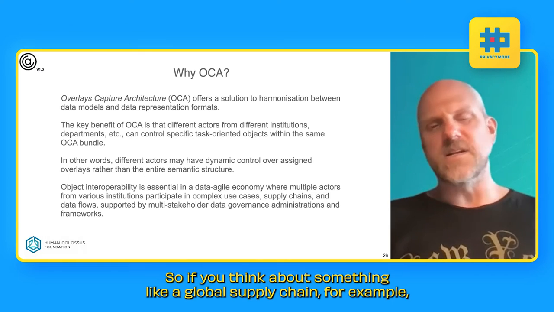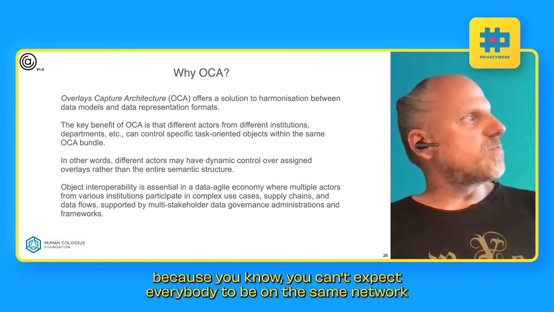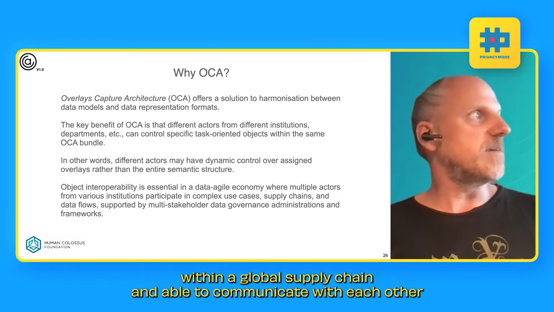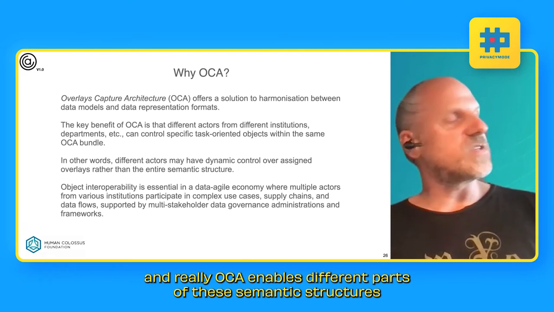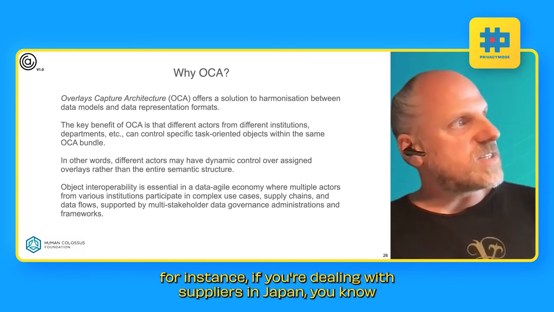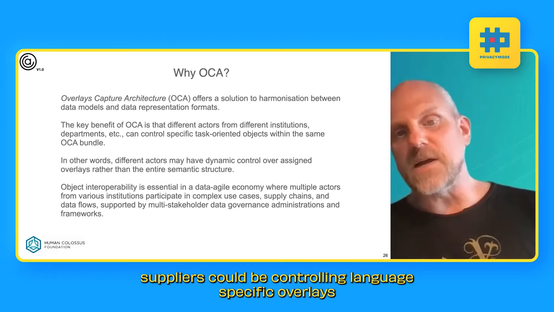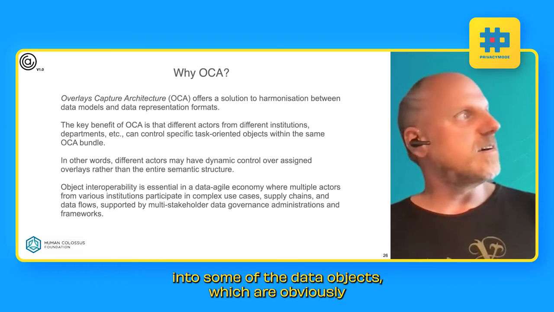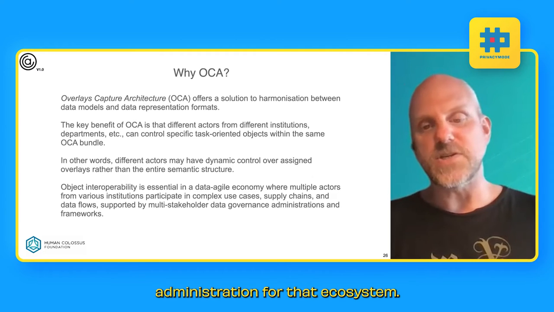Object interoperability is in a data agile economy where multiple institutions can participate in complex use cases. If you think about something like a global supply chain, this is where OCA can be particularly useful, because you can't expect everybody to be on the same network and able to communicate with each other. OCA enables different parts of these semantic structures to be controlled by different people. If you're dealing with suppliers in Japan, those Japanese suppliers could be controlling language-specific overlays within some of the data objects, which are globally recognized by the data governance administration for that ecosystem.